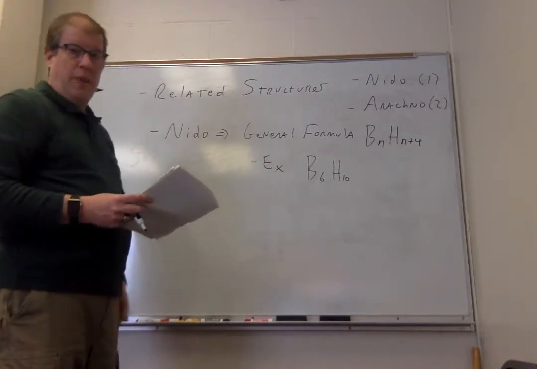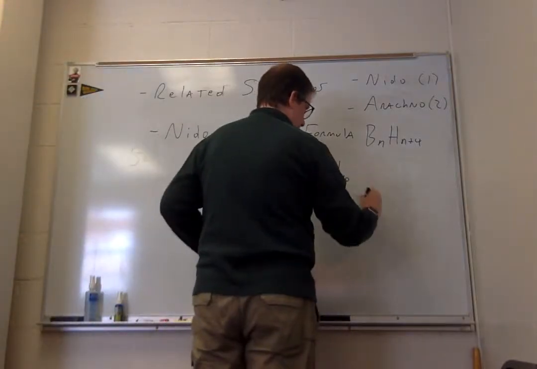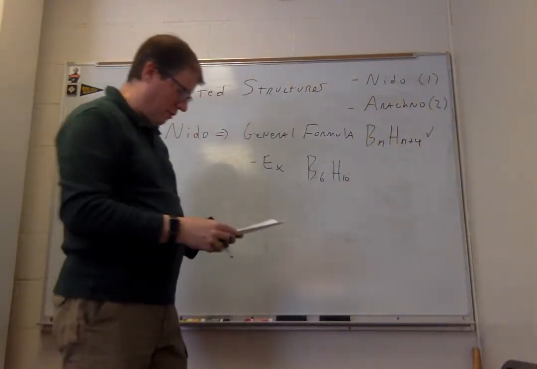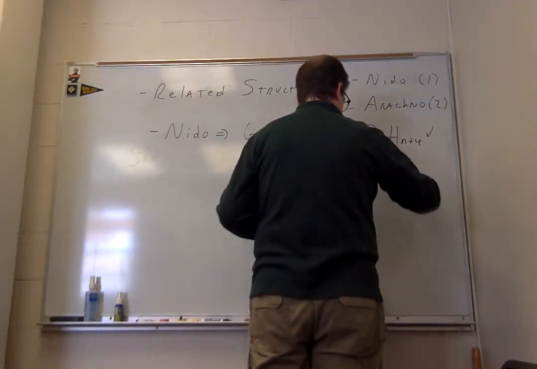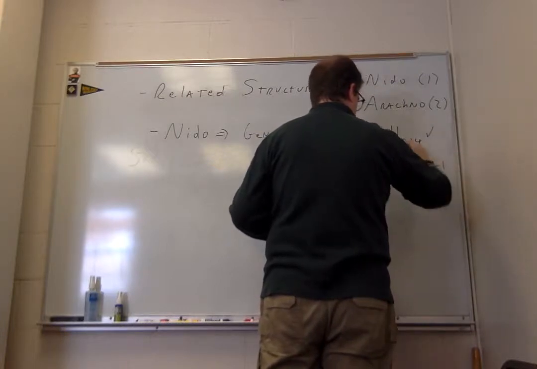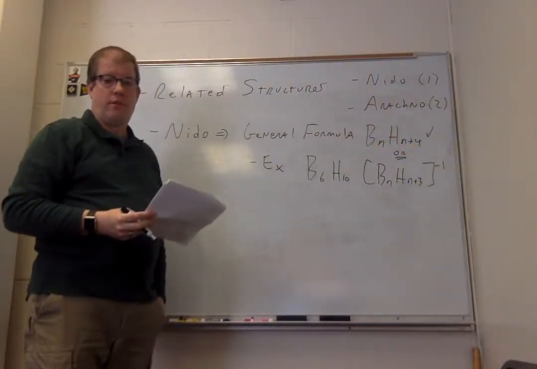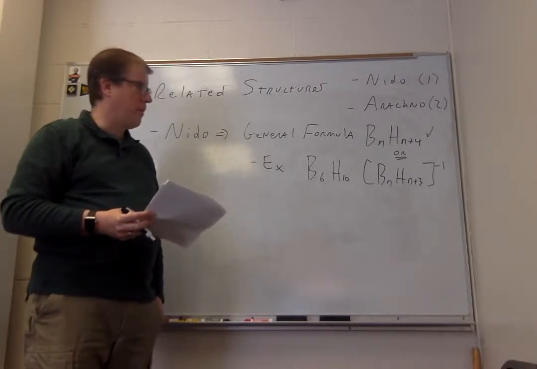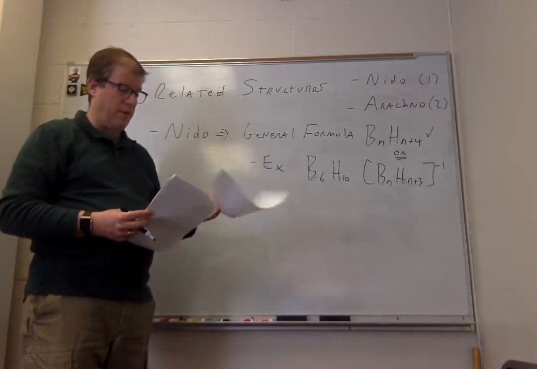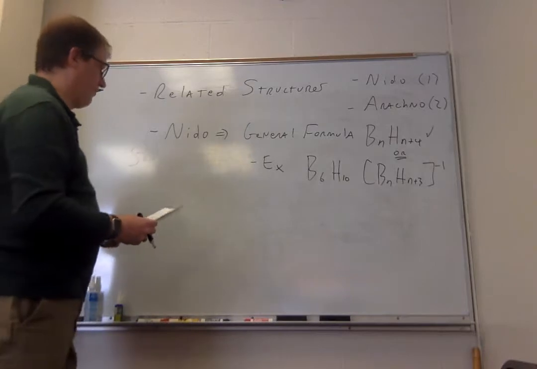Now, there can be charged ones as well. This formula is the most common, but there are situations where you can have this here: BnHn+3 with a -1 charge. We're not going to see too many examples of that, but just be aware if you run into this stuff again, that is also a general formula for a nido structure. All right. So then, what about the other one?